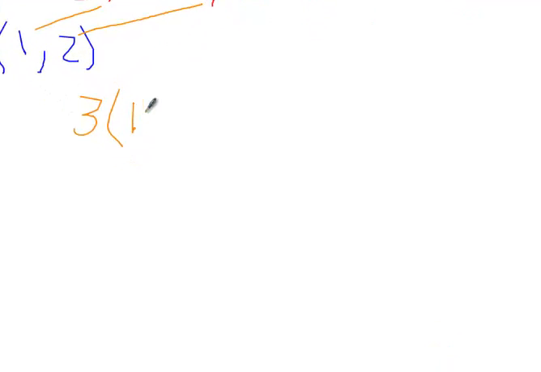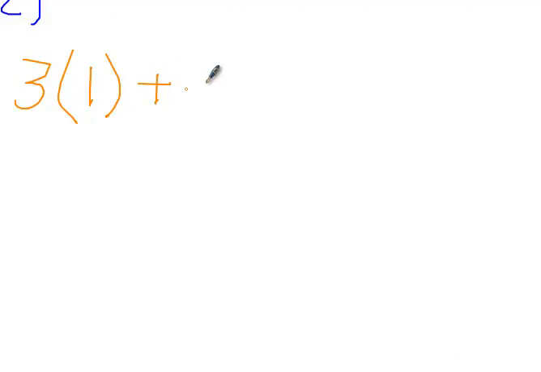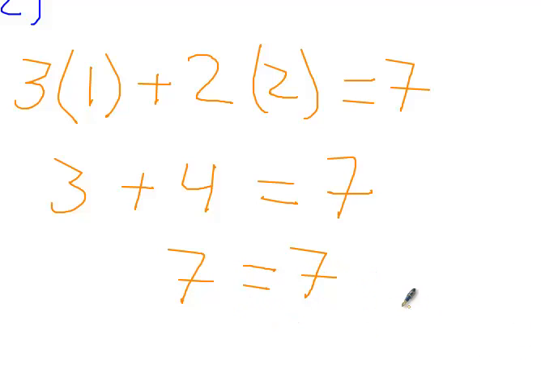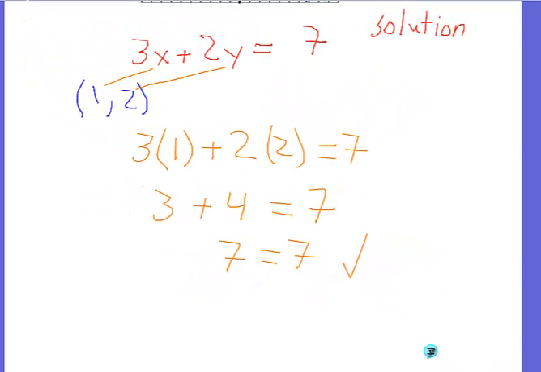So we have 3 times 1 plus 2 times 2 is equal to 7. Now what we've got to do is simplify. 3 times 1 is 3, plus 2 times 2 is 4, is equal to 7. So 7 equals 7, and we're good. The correct answer would be yes, (1, 2) is a solution to the equation 3x + 2y = 7.